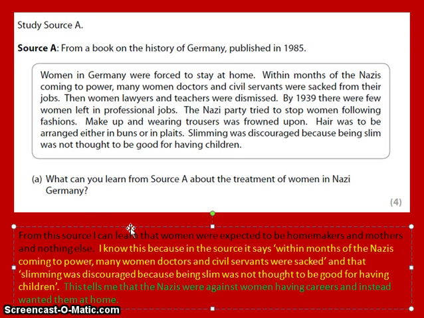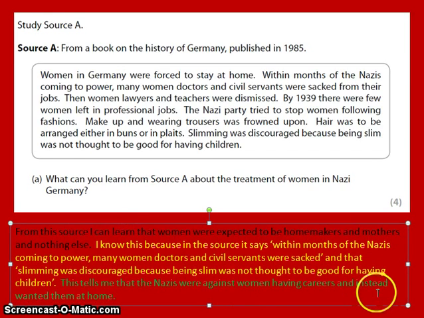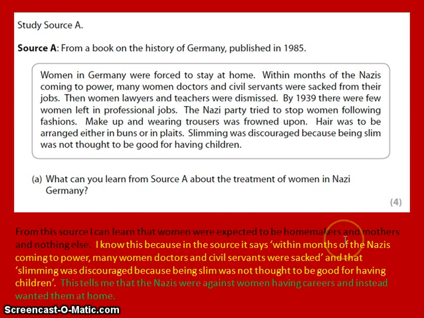Now you can see there from the way that I've used the colours that we've got our inference at the top, which isn't using any of the words or the phrasing from the source. We've got our evidence in yellow. I've provided 2 quotes there. You could just provide 1, and I've got a bit of further development at the end.